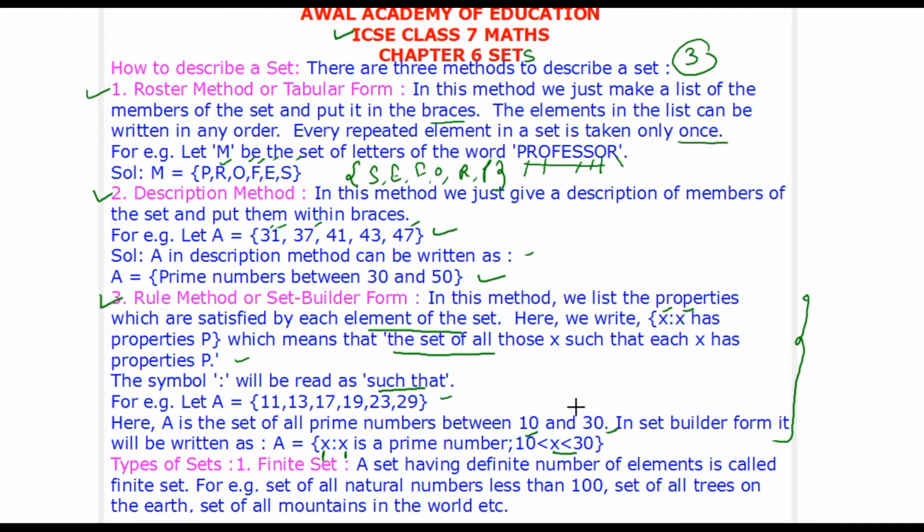Now, types of sets. There are a lot of types of sets. Number one is the finite set. As its name indicates, a set having a definite number of elements is called a finite set. For example, the set of all natural numbers less than 100. We definitely know which natural numbers are less than 100, right? The set of all trees on the earth, counted. The set of all mountains in the world can also be counted, right? So they are finite sets.